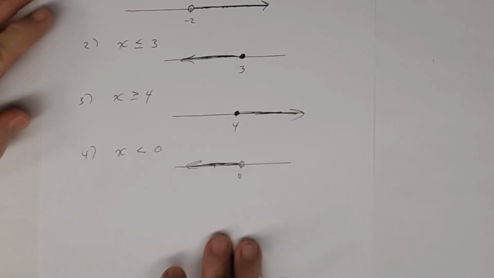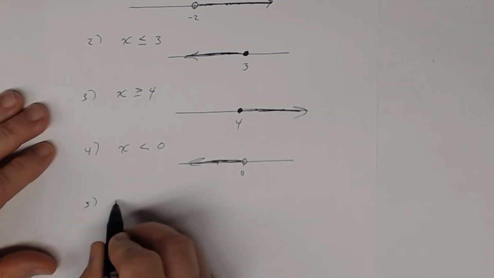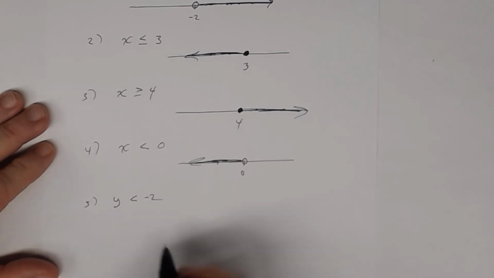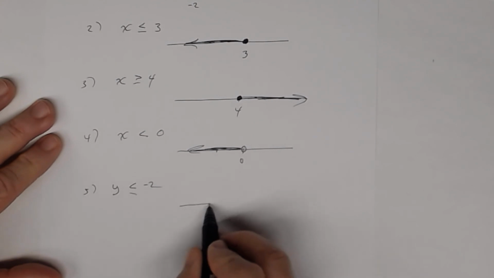Now notice, before I end this, I've been using x's, right? Sometimes you'll see a different letter. You'll say y is less than or equal to -2, let's say. It doesn't matter. It could be x or y. The graphs can be the same.